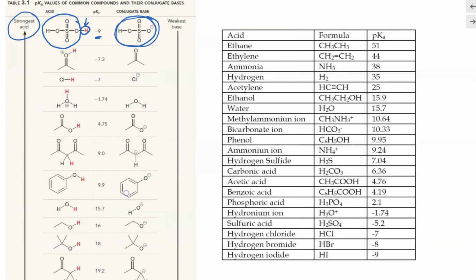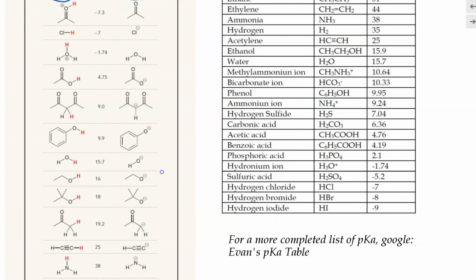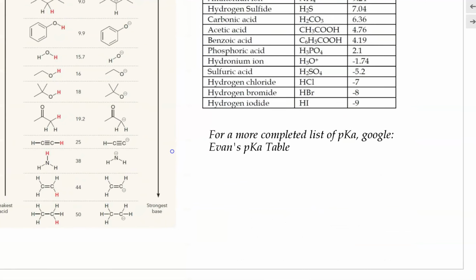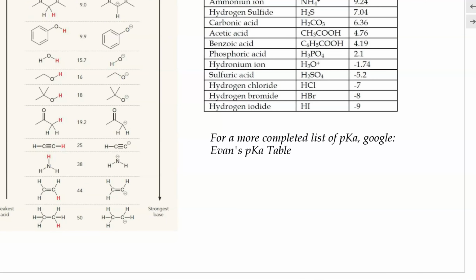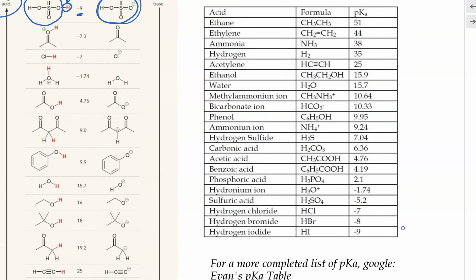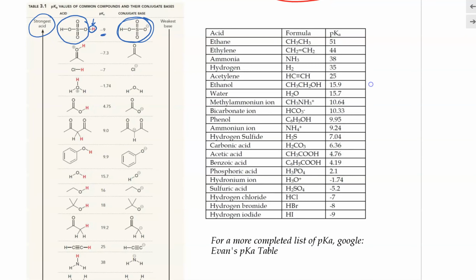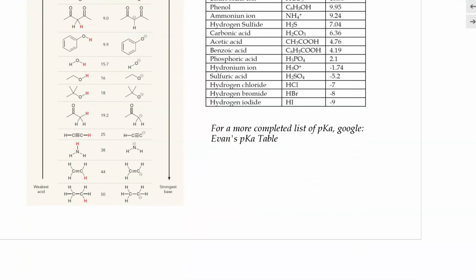And here are some of the other pKa values, and we will continue to discuss these in this class. This is an example of pKa values in the format that will be given to students on quizzes and exams. And for a more complete list of pKa values involving more functional groups and organic molecules, you can Google Evans pKa table, which will give you a very comprehensive list of pKa values.